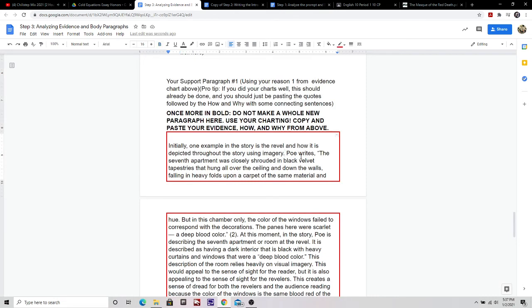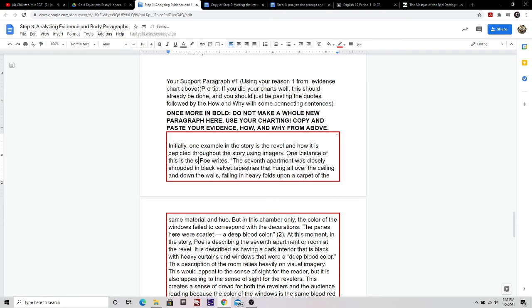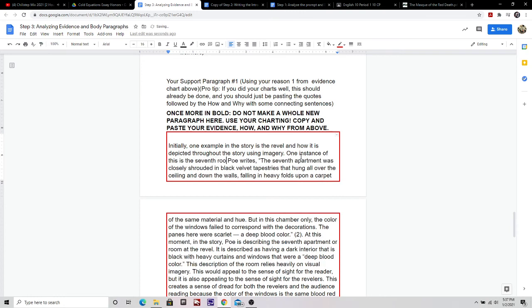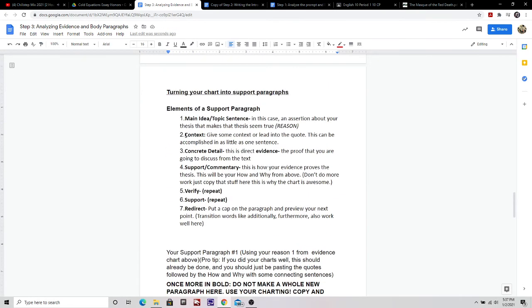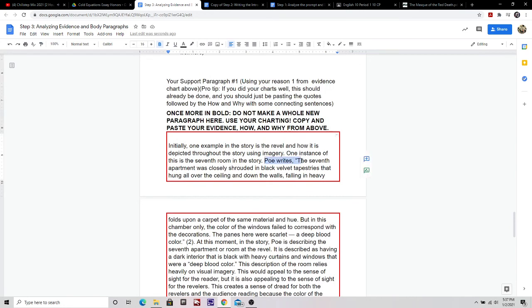So I could say this, one instance of this. Okay, one instance of this is the 7th room in the story. That lets my audience know that that's what I'm about to talk about, right? That's what we mean when we say that we need to add context. Okay, then we need our concrete detail, or our evidence, which comes next. Poe writes, down to right here, okay?